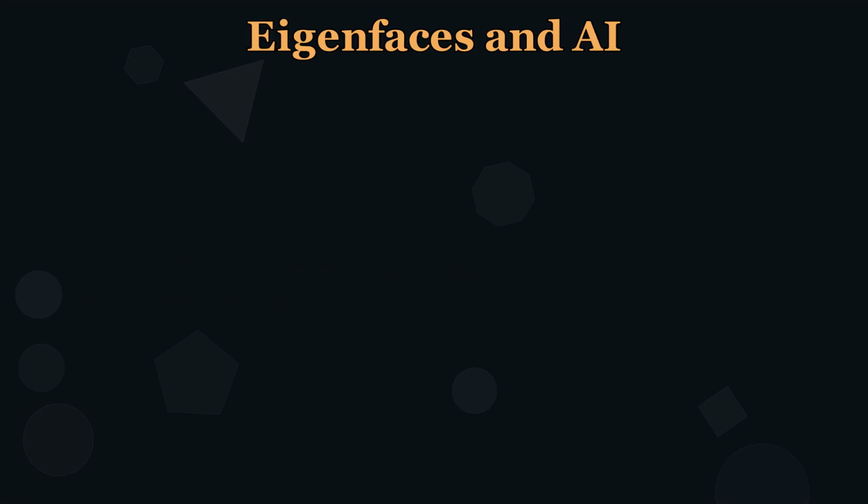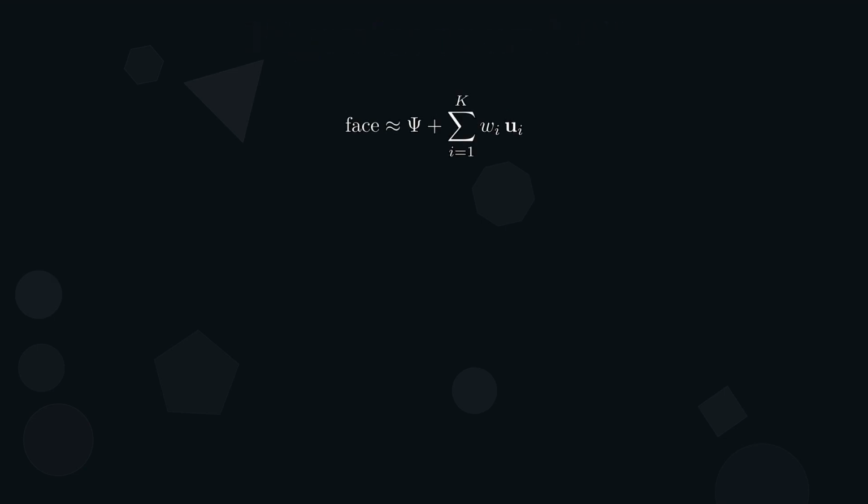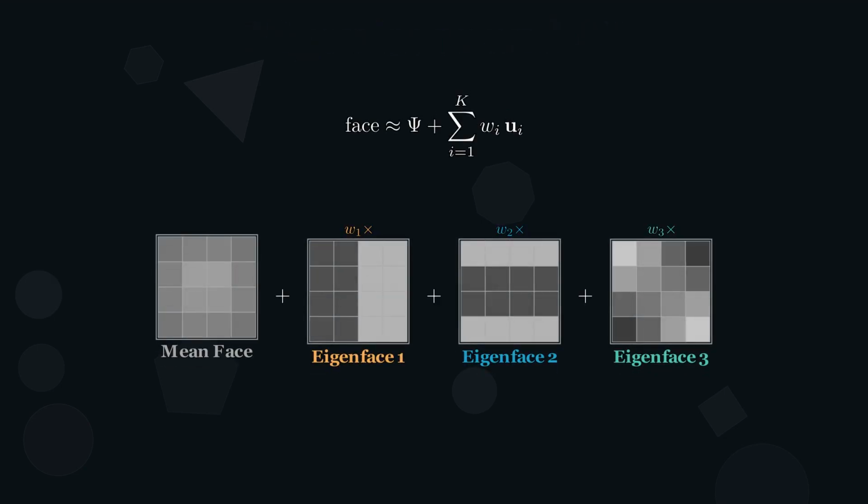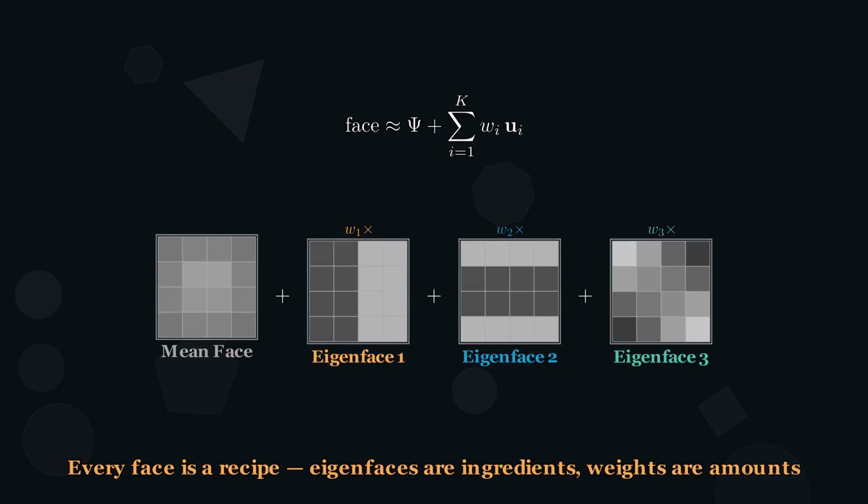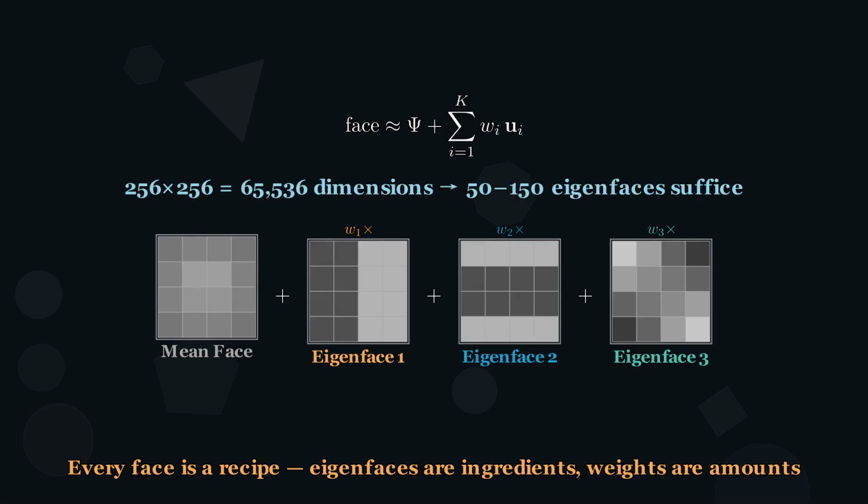In 1991, Turk and Pentland showed how SVD could recognize faces. Every face image is a high-dimensional vector. Apply PCA, and you get Eigenfaces, the principal components of the face space. Every face is a recipe. The Eigenfaces are the ingredients. The weights are the amounts. A 256 by 256 image has 65,536 dimensions, but just 50 to 150 Eigenfaces are enough for recognition.